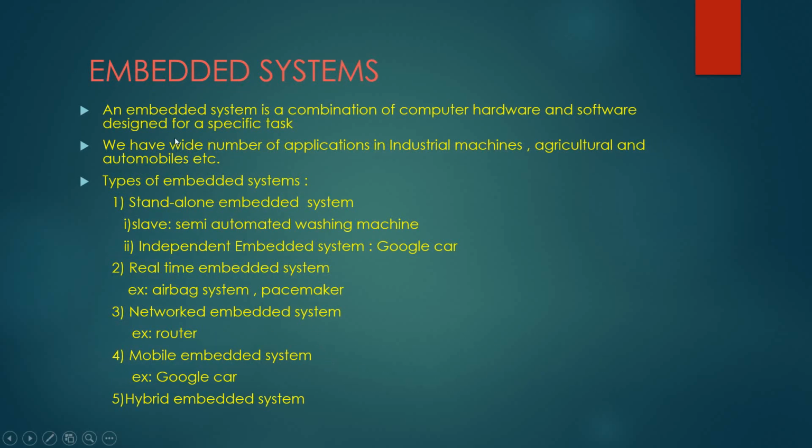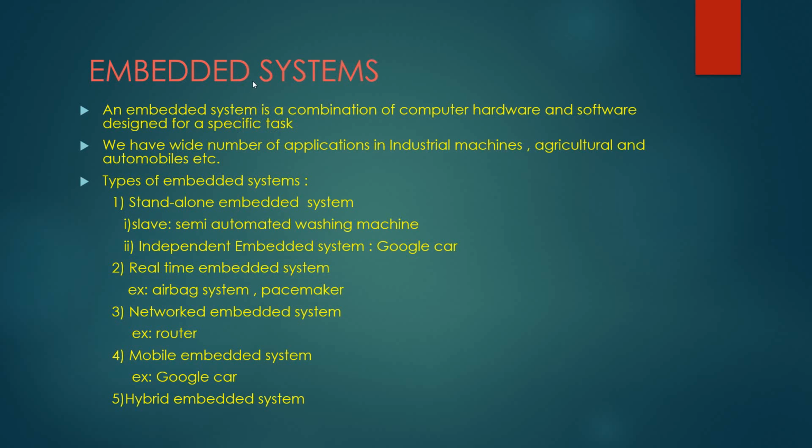And then, what is an embedded system? An embedded system is a combination of computer hardware and software designed for a specific task. That means we use embedded systems for a specific task only. In an embedded system, we have to combine hardware and software. Embedded systems have a lot of examples like air conditioners, washing machines, etc. We have wide applications in different industries, agriculture, automobiles, and household purposes.